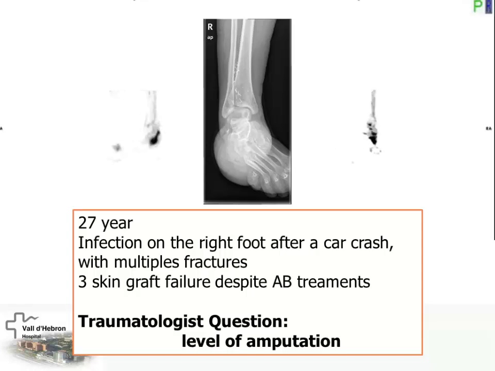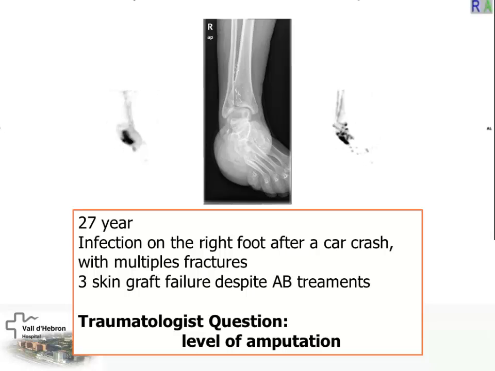And now we go to PET or PET CT with FDG or with fluorine. This is one case of a young woman of 27 years of age with infection in the right foot after a car crash with multiple open fractures. She received treatment with antibiotics for more than 2 years, and 3 skin grafts failed to be viable despite all these antibiotic treatments. Okay?